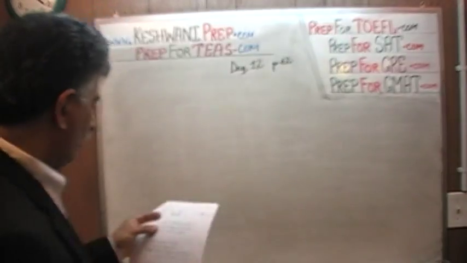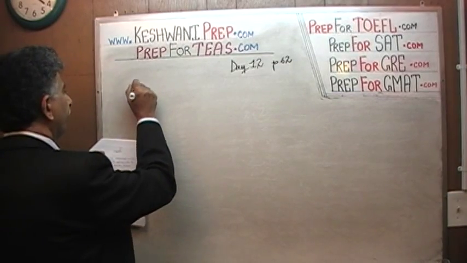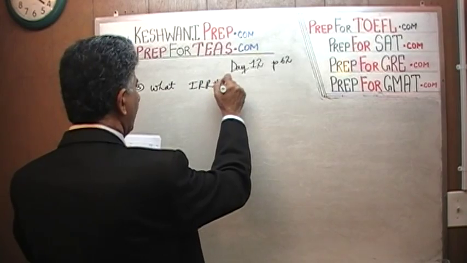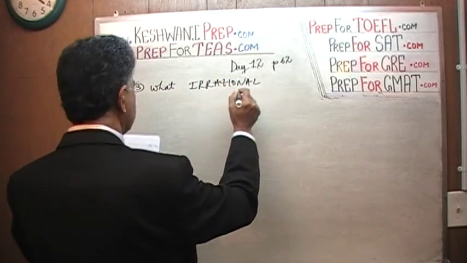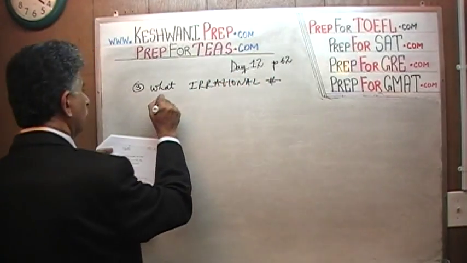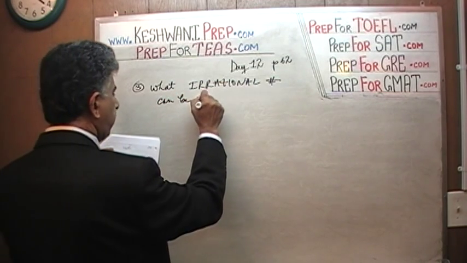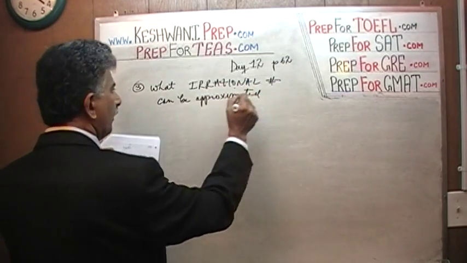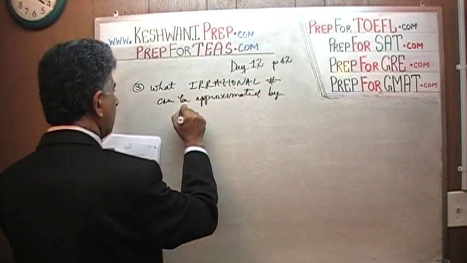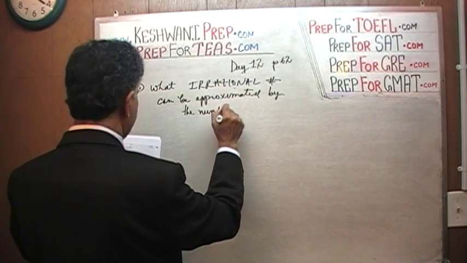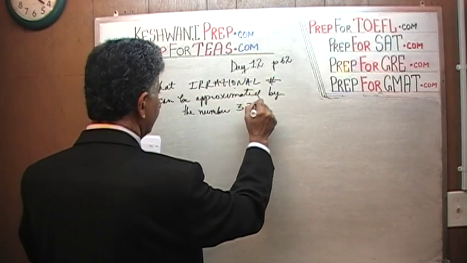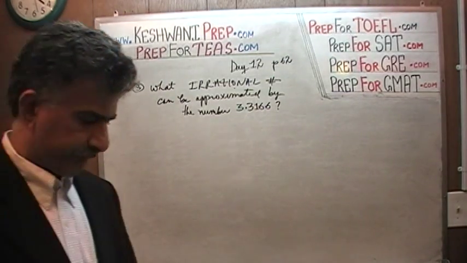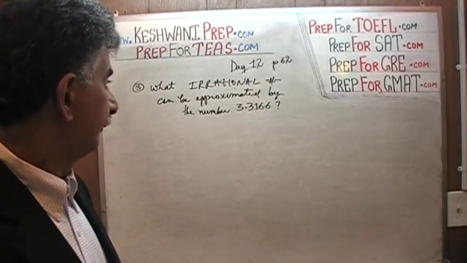Number 3. What irrational number can be approximated by the number 3.3166? Oh boy, that is a tricky one. That is a tricky one. Let's see what we can do.